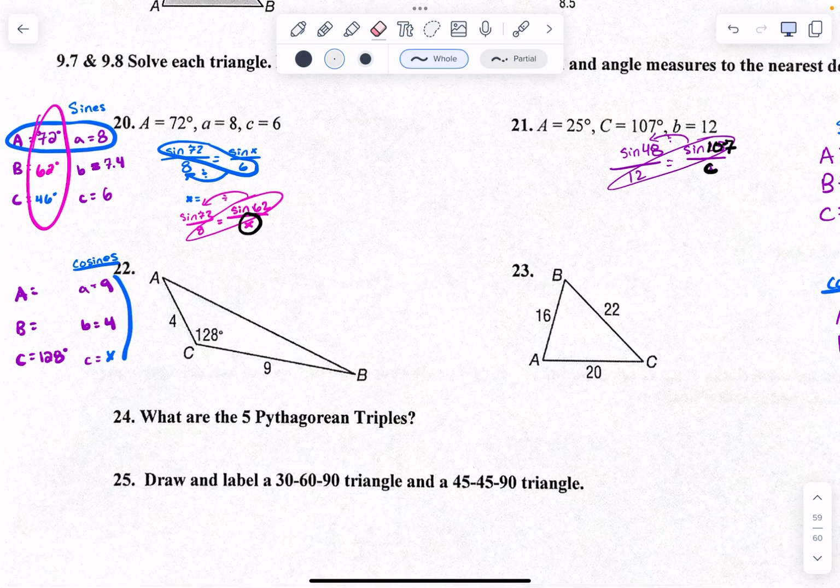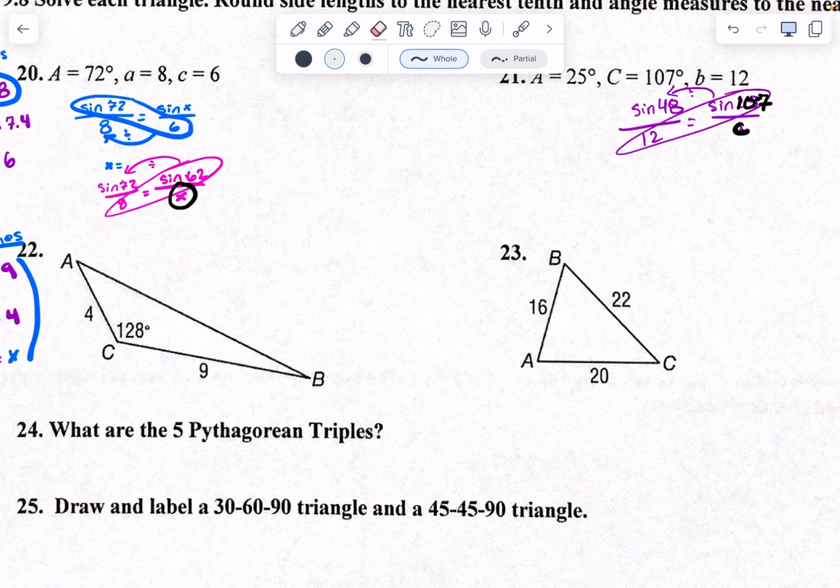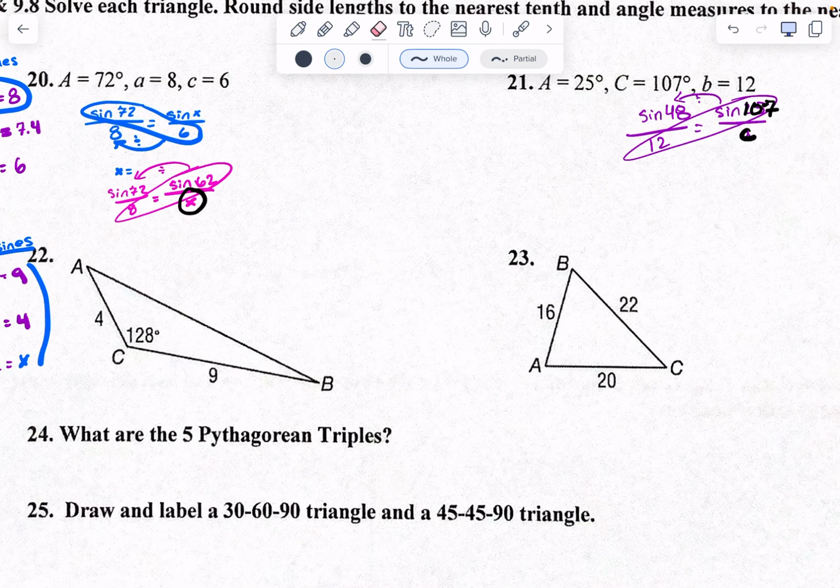22 together? 23 is the hard one. We can do 22 together, but I'm just saying. How do I know 23 is harder? Because you have two sides and you have no angles. Solving for angles is crappy. Solving for angles sucks.